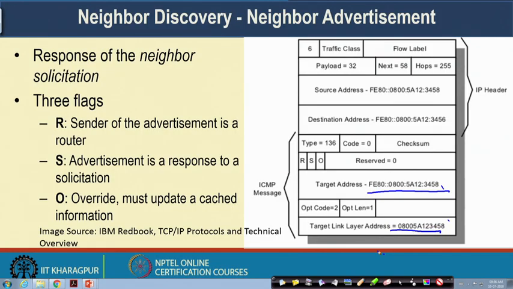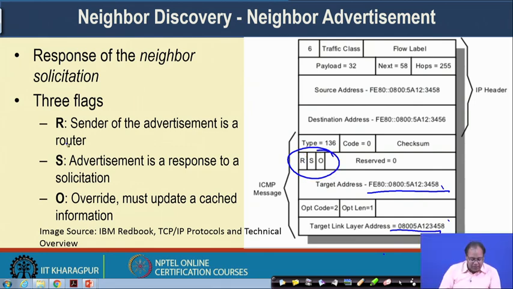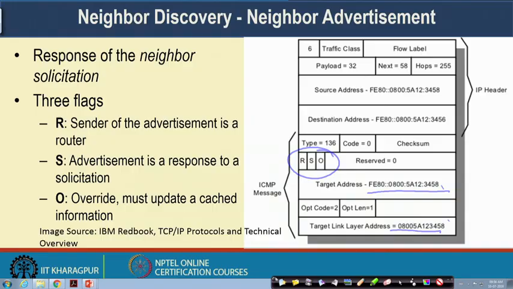Here you can see there are 3 flags. The R flag means the sender of the advertisement is a router, the S flag means the advertisement is a response to a solicitation, and O means override, that means the source of the solicitation must update its cache with this new information.